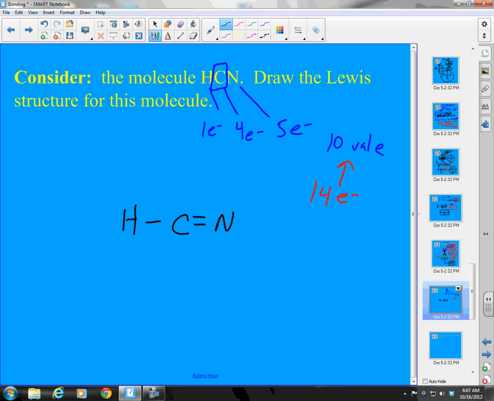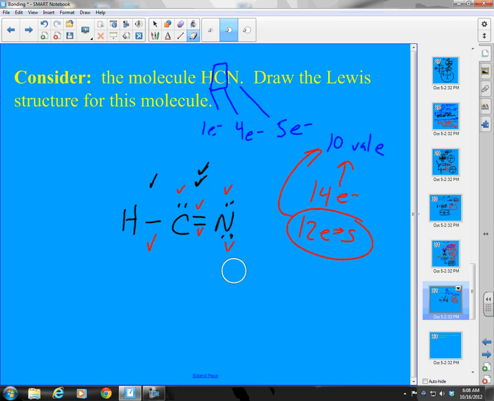Now, let's complete my octets. Nitrogen, 2, 4, 5, 6, 7, 8. Carbon, 2, 4, 6, 7, 8. Let's count up my electrons. 2, 4, 6, 8, 10, 12. 12 electrons. Compared to 10, nope, doesn't work. What do we have to do? Start all over.